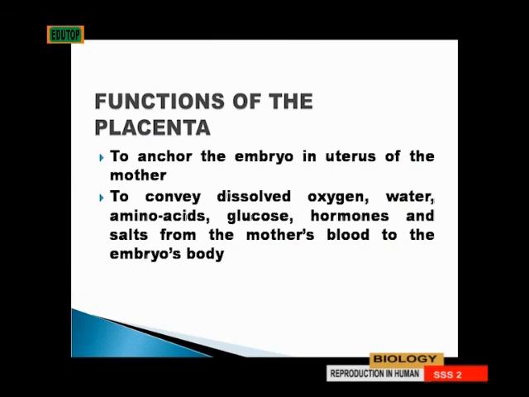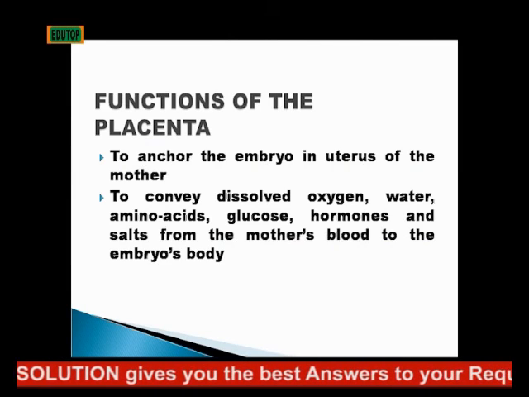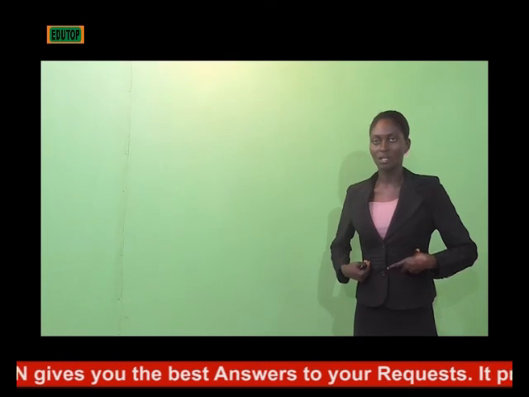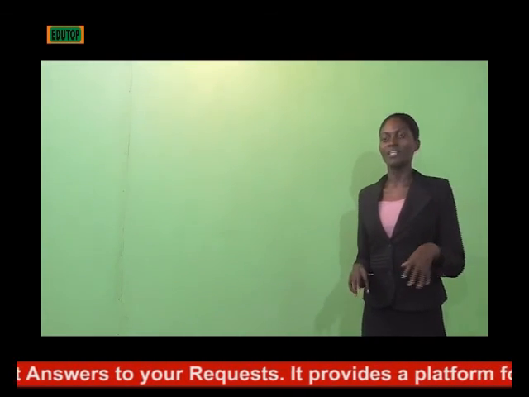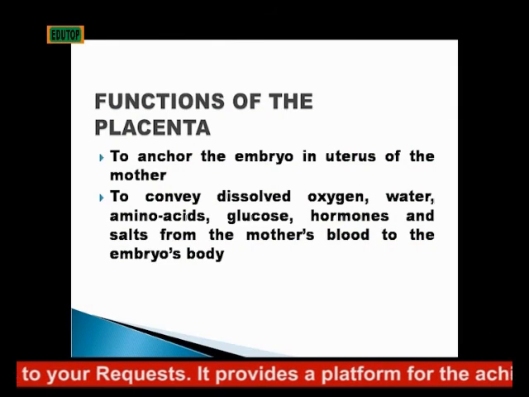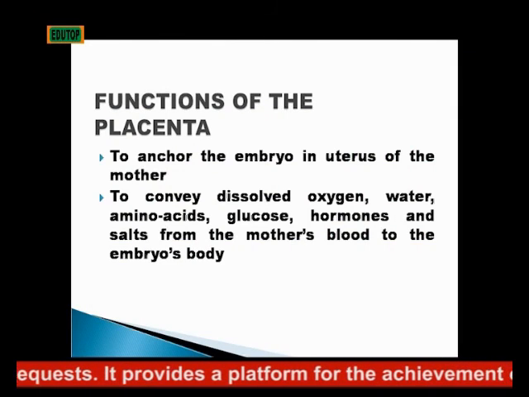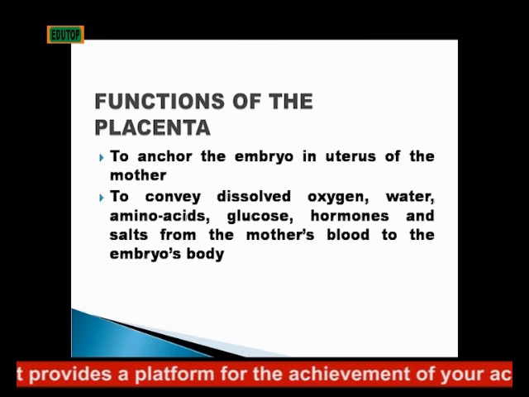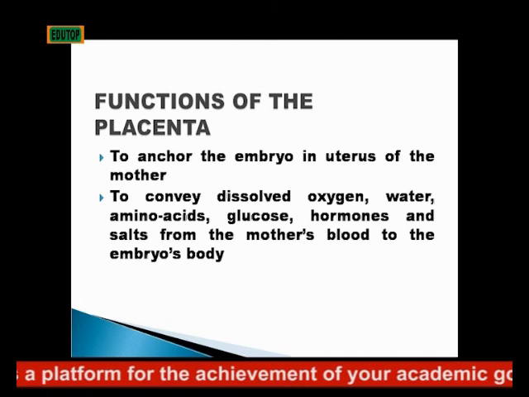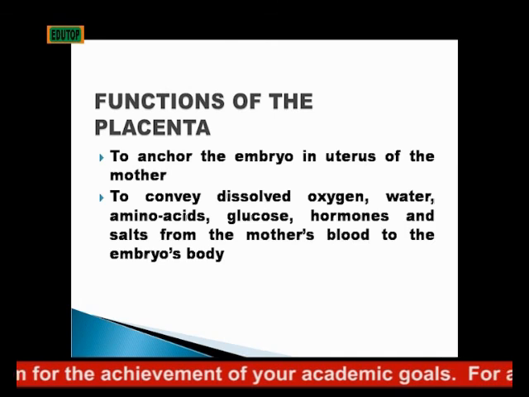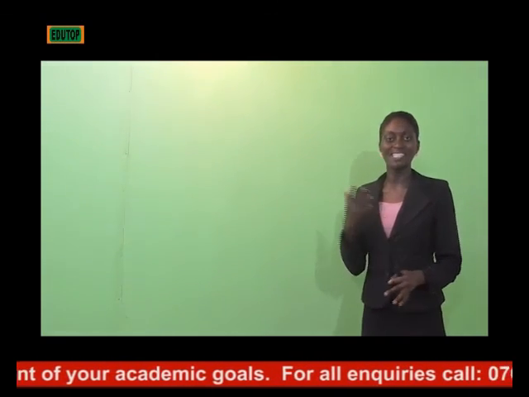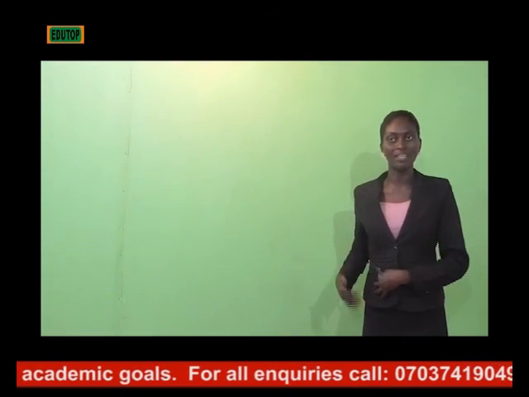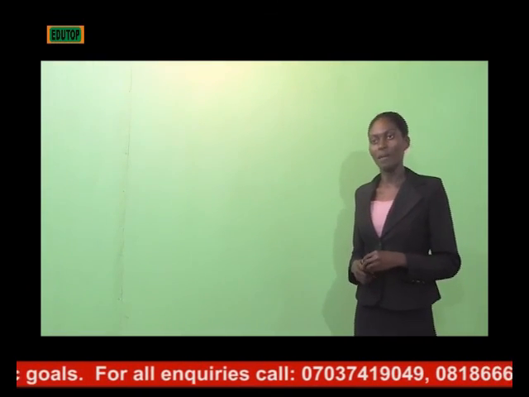So what are the functions of the placenta? The placenta anchors the embryo in the uterus of the mother's womb. So it's the one that holds the baby in the womb of the mother. Then the placenta conveys dissolved oxygen, water, amino acids, glucose, hormones, and salts from the mother's blood to the embryo's body. So it's the one that helps the baby to get dissolved oxygen, water, amino acids, and necessary food materials from the blood of the mother into the body of the embryo.